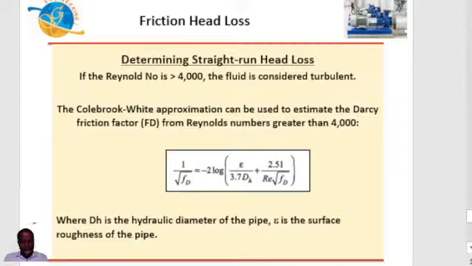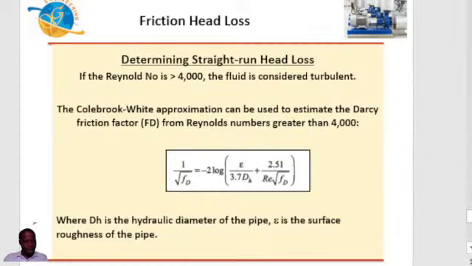So that is how you obtain your straight run head loss. With your fittings head loss and your straight run head loss, you can add the two together to get your frictional head loss.